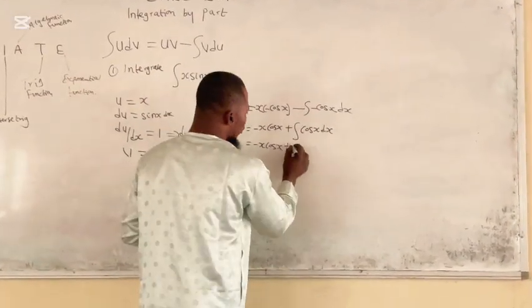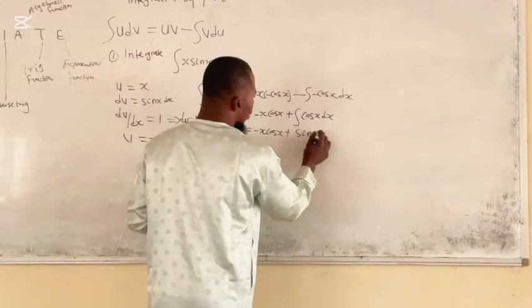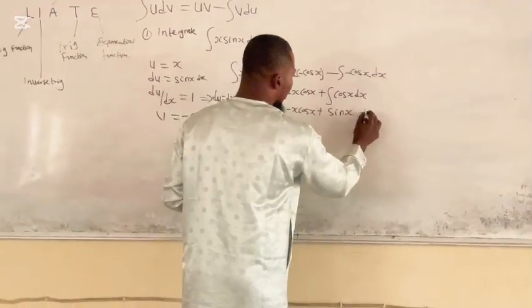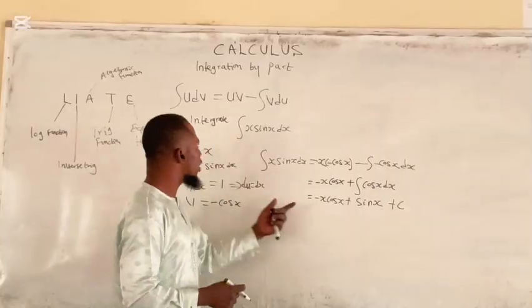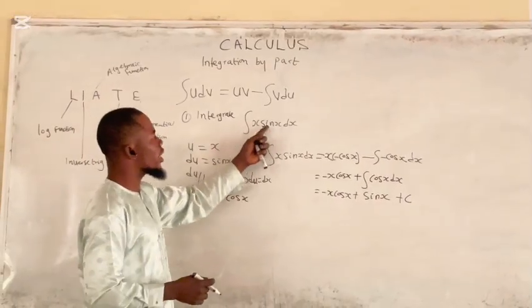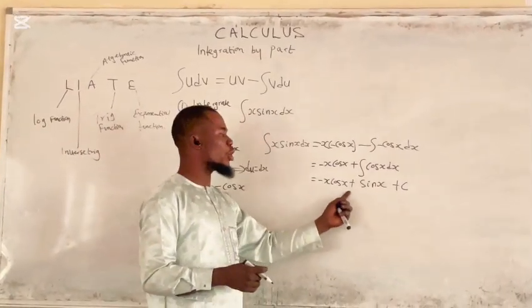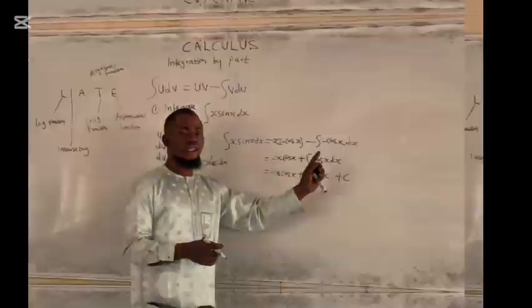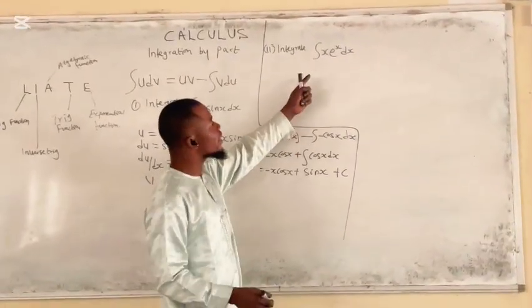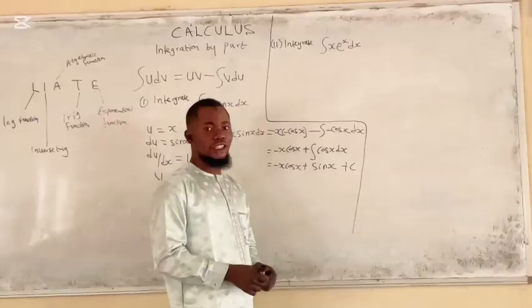So we'll be having plus sine x plus c. So this is the integral of x sine x dx, which is minus x cos x plus sine x plus c. So the next question is integrate x exponential x dx.